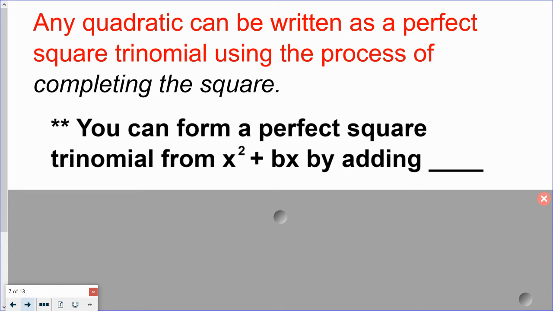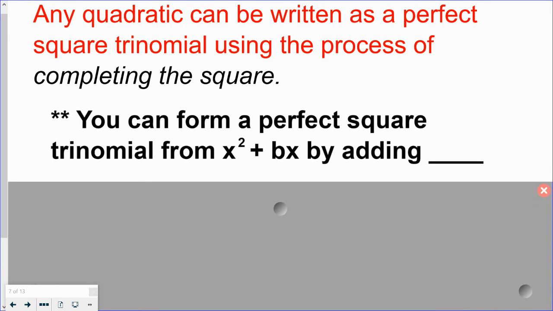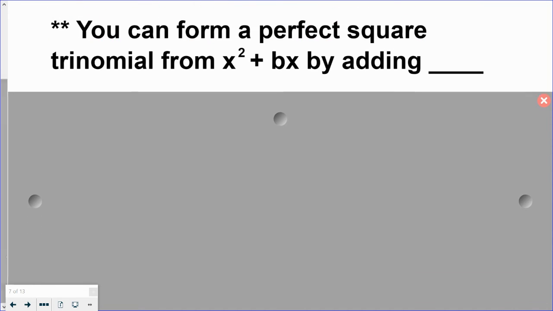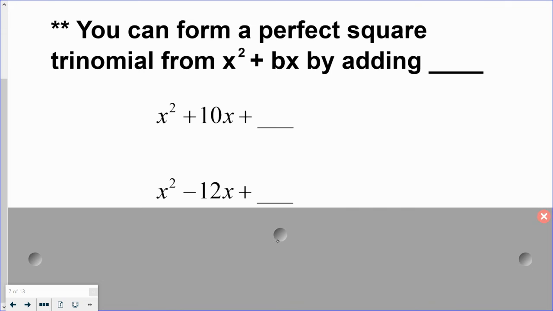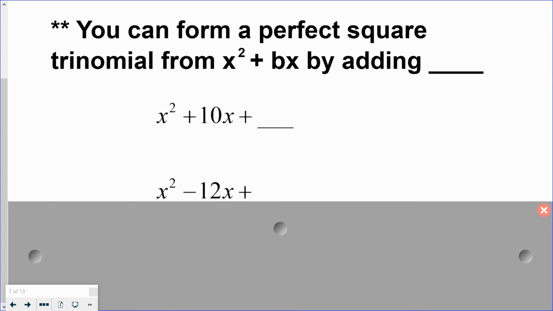To be able to do these problems, any quadratic can be written as a perfect square trinomial, but there's a process, and that process is called completing the square. To do that, you need to start to form this. We get to choose the number that goes right in here.